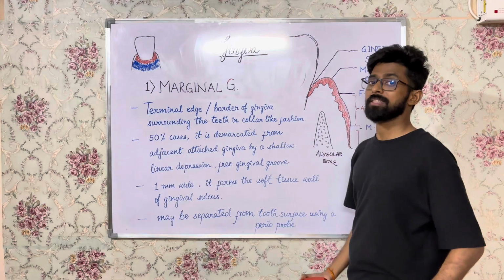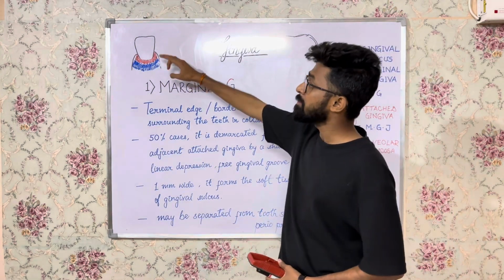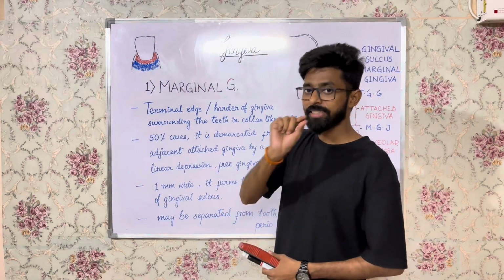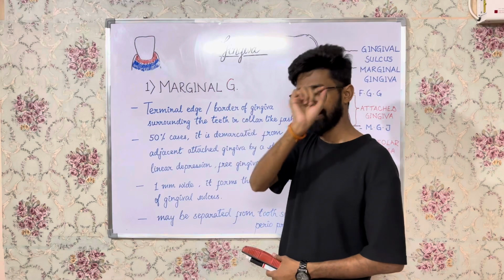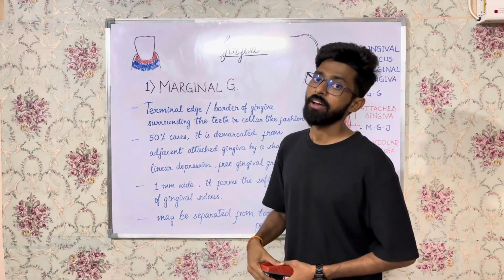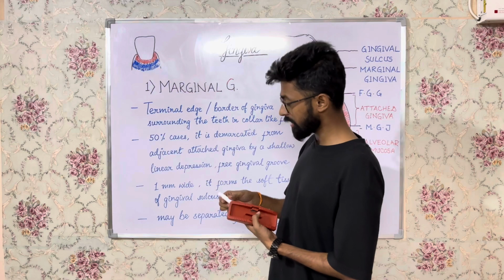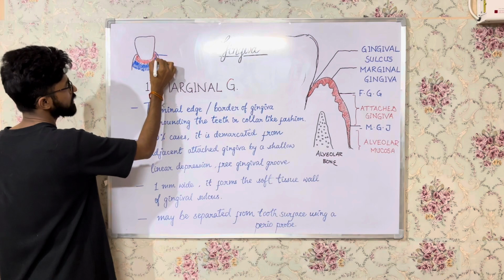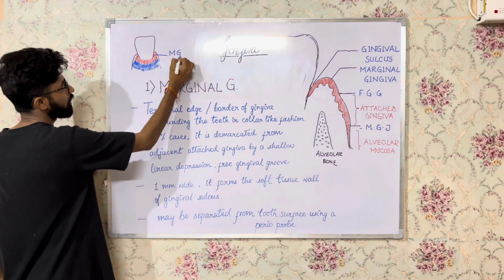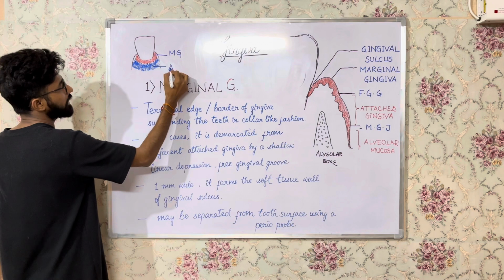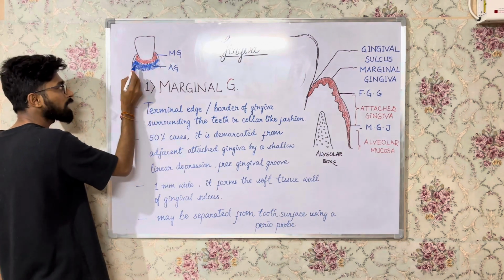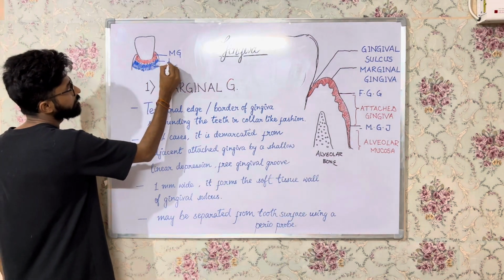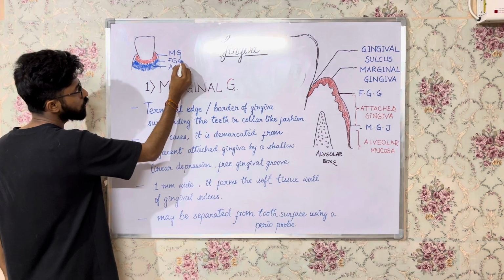In 50% of cases, it is demarcated from the adjacent attached gingiva by a shallow linear depression, a thin groove, which is called the free gingival groove. In this diagram, the red part is the marginal gingiva and the blue part is the attached gingiva. These two are demarcated by a shallow linear depression marked in black. This is the free gingival groove.